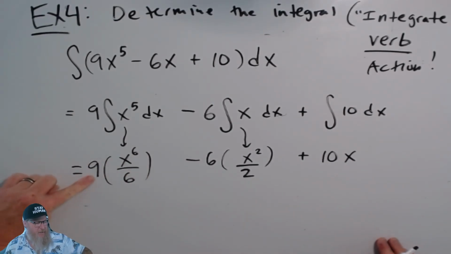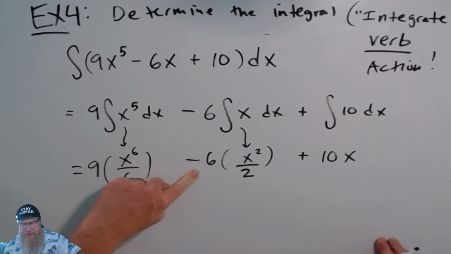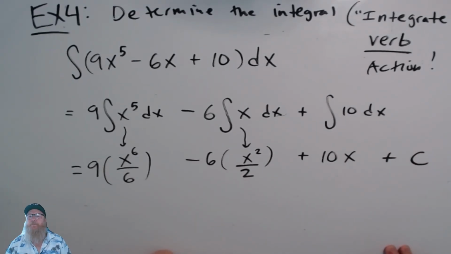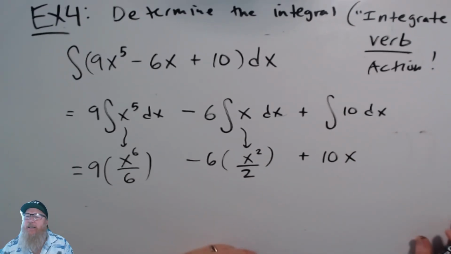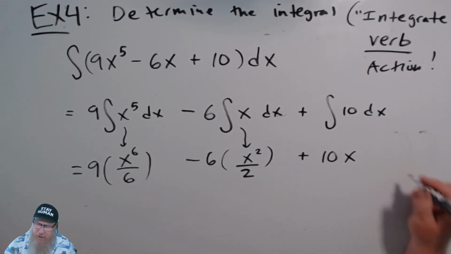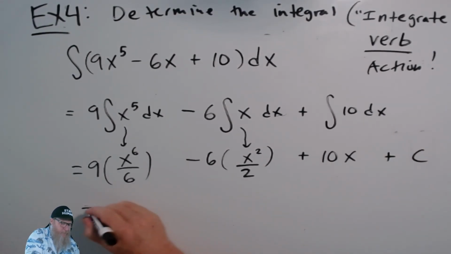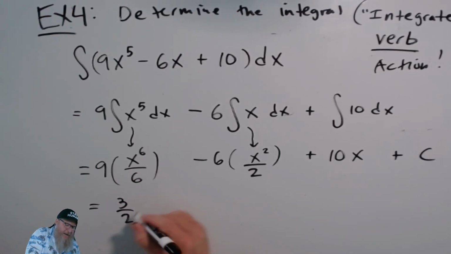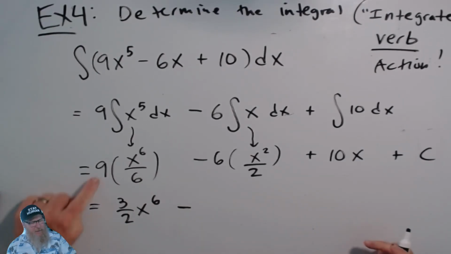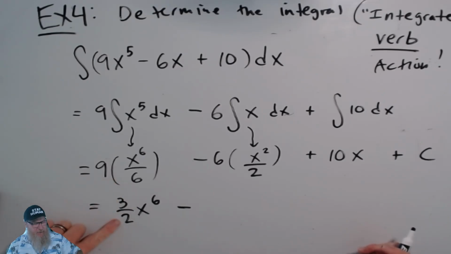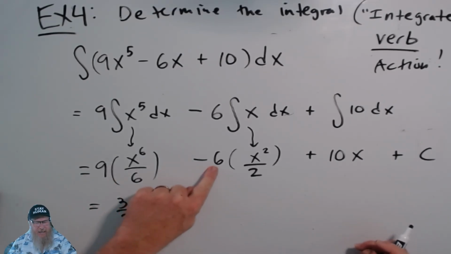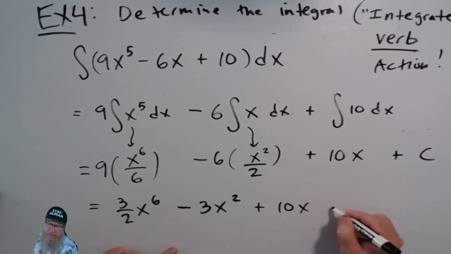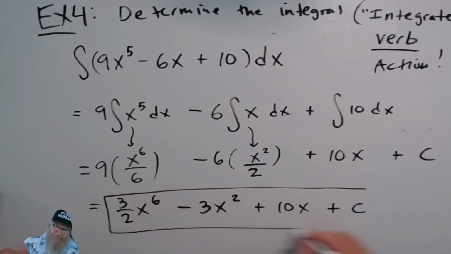And then bring down the constants. 9, -6. This one, the 10 comes down with the x. And then don't forget your plus c. You could actually wait on the plus c till the very end, but if you wait too long, you might forget. So let's put it there now. All right, now simplify these if possible. So 9/6, that'll be 3/2. 9 divided by 3 is 3, and 6 divided by 3 is 2. It's as good as it gets. -6 divided by 2 is 3. 3x squared plus 10x plus c. And that's it.